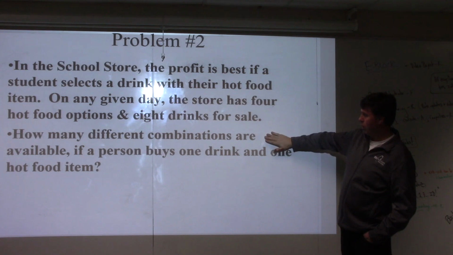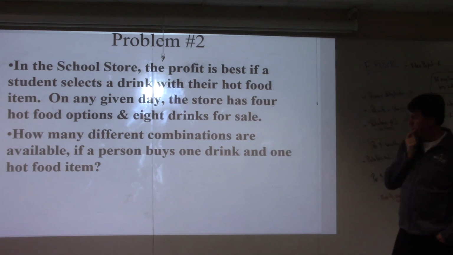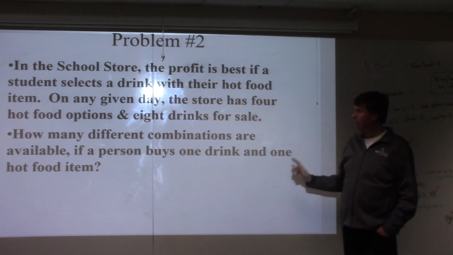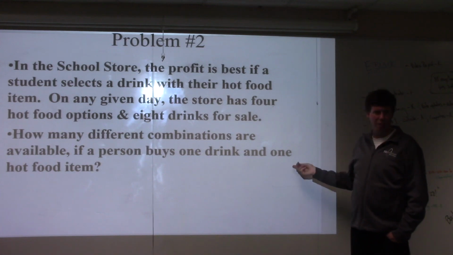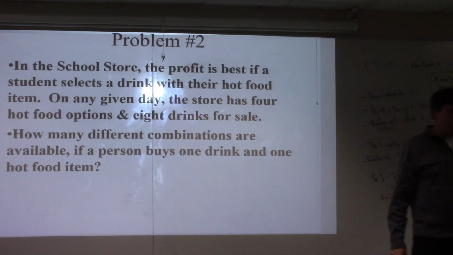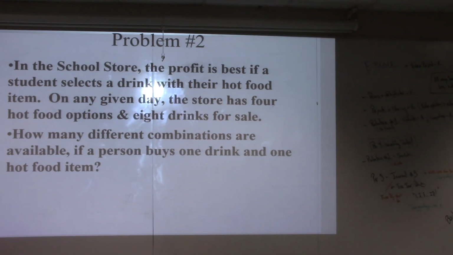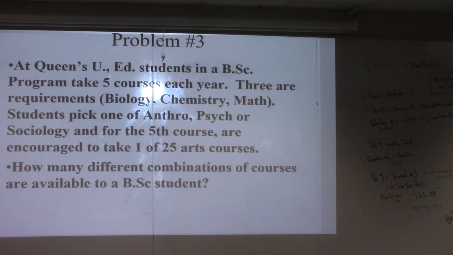So how many different combinations are available if a person buys 1 drink and 1 hot food item? This question I purposely haven't put down the tree diagram because it's just starting to get annoying. I'm hoping you can just use the algebra to get that. Question 3. Seems like a different question, but I would challenge you that it's actually not.